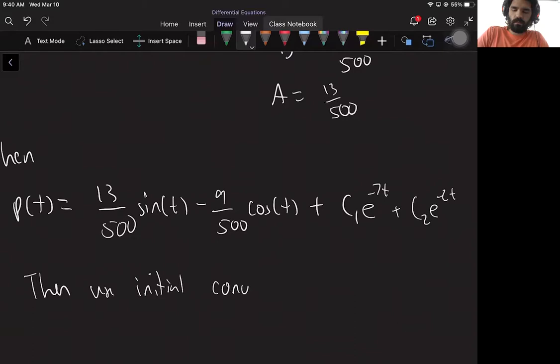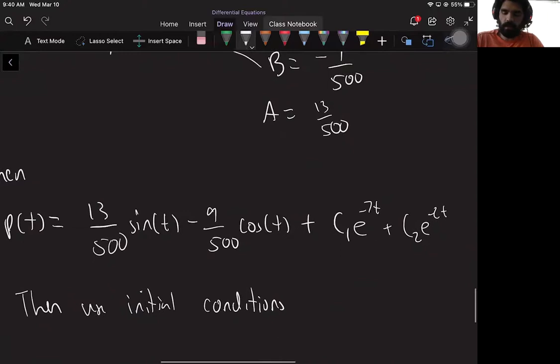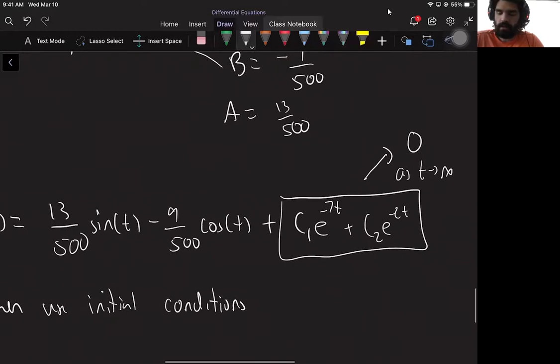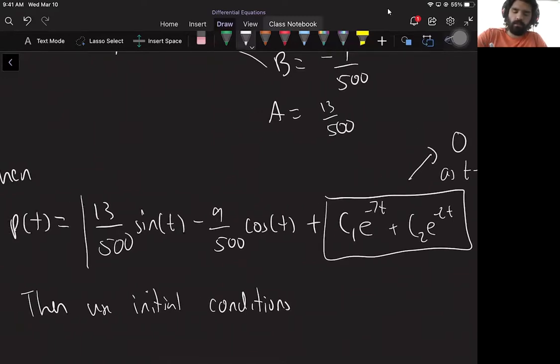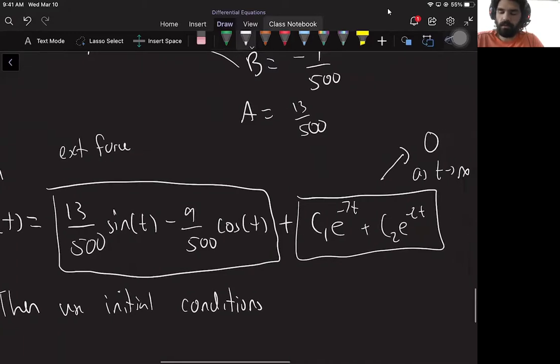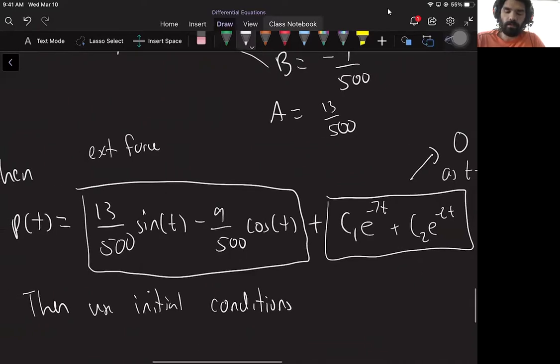But before that, we can already analyze what's going on. So the idea is that these two terms, just like before, will go towards zero as time goes to infinity. And so that's like the natural motion of the spring. So the idea is that the air resistance causes the natural motion of the spring to disappear, and then the external force sort of takes over. So that came from the external force, and it's saying like, okay, the natural spring motion will stop, but then the external force takes over.